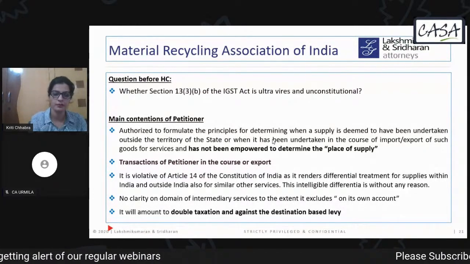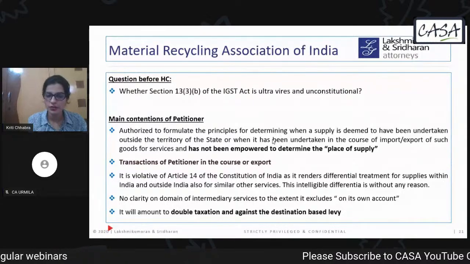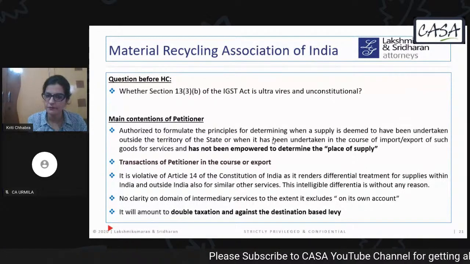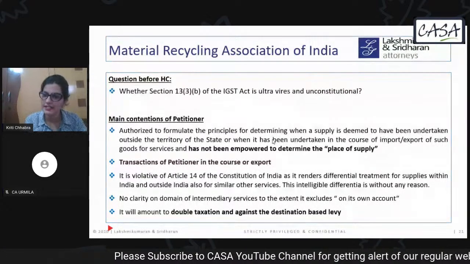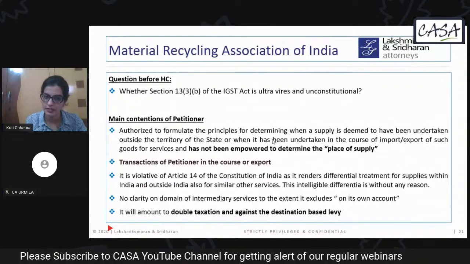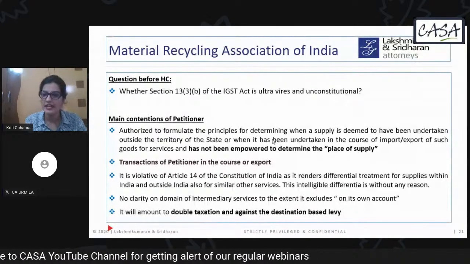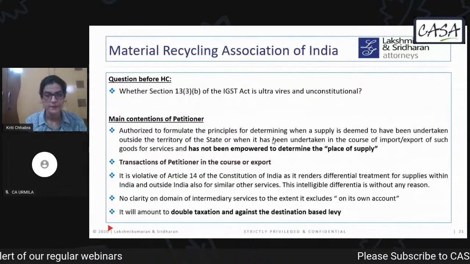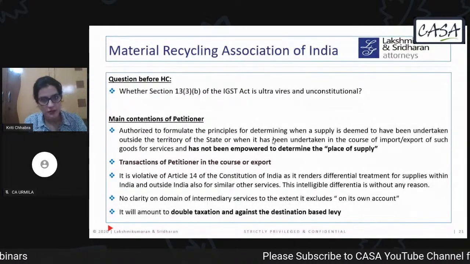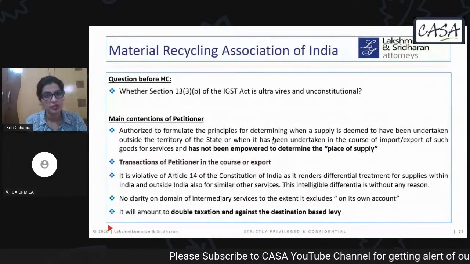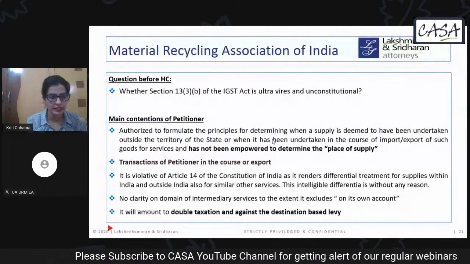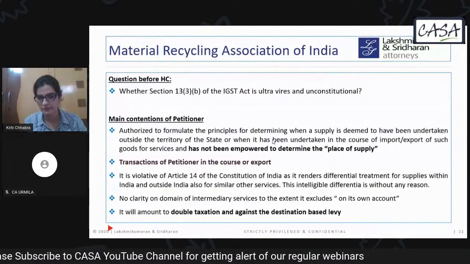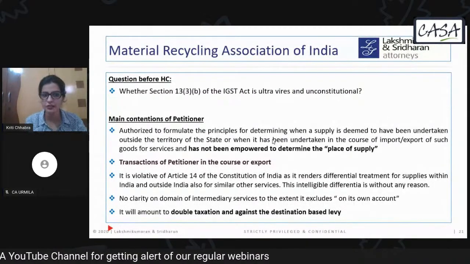The contentions were that Parliament is authorized to formulate the principles for determining when a supply is deemed to have been undertaken outside of the territory of the state, or when it has been undertaken in the course of import or export of such goods or services. And Parliament has not been empowered through Article 286 to determine the place of supply, to create this deeming fiction of place of supply.